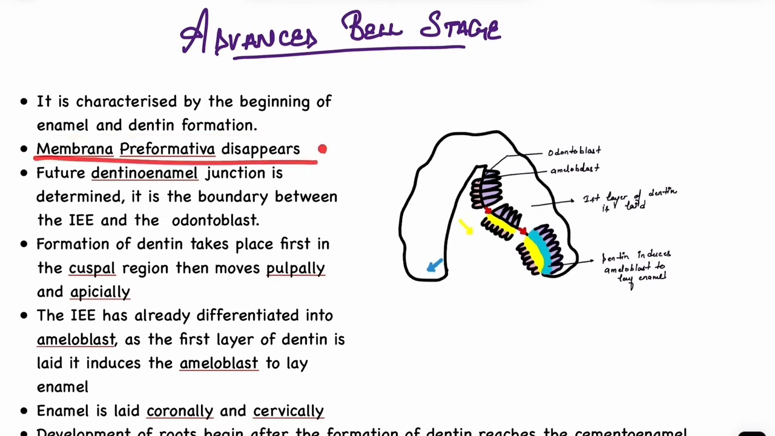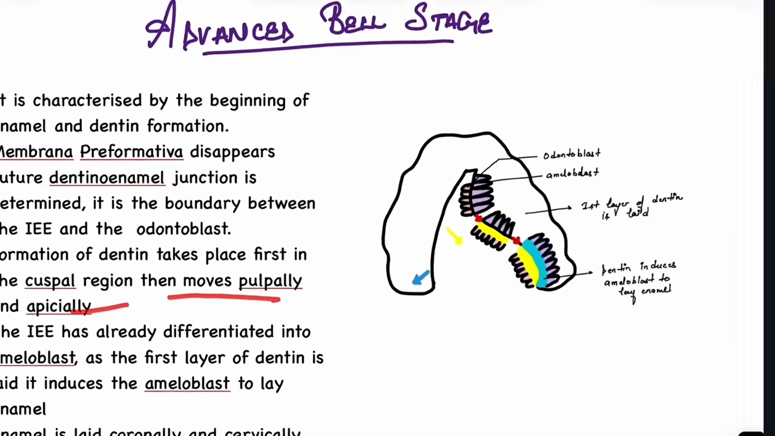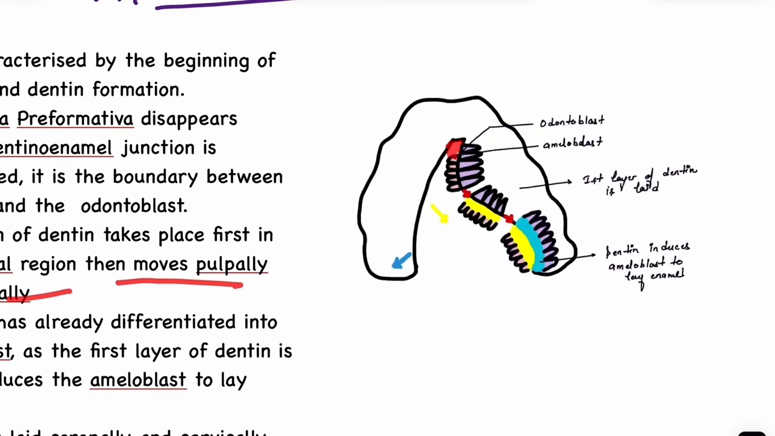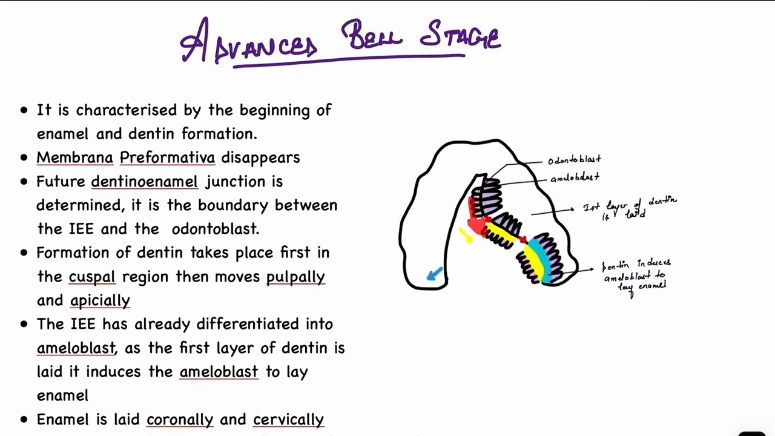Now membrana preformativa disappears. Future dentino-enamel junction is determined because it is the boundary between the dentine and enamel. So this is determined in this stage. And formation of dentine takes place first in the cuspal region and then moves pulpally and apically. So first the dentine will be formed in here, around here, and then it will move pulpally and apically. So it will move towards this direction, the formation of dentine.